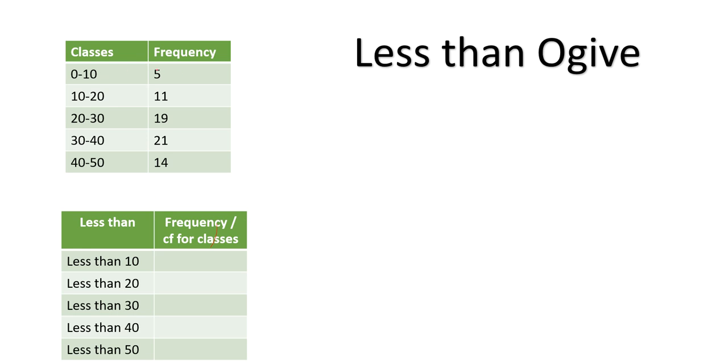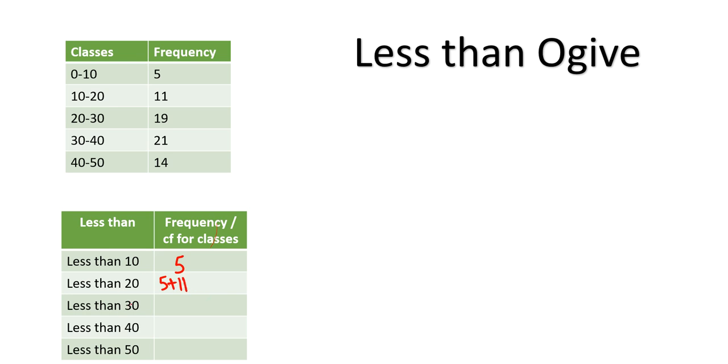So basically, 0 to 10, we are simply saying it's the frequency, or 5 is the frequency of the class interval 0 to 10. When we are saying less than 10, we are saying everything less than 10, that is 5. These are known as cumulative frequency of class 0 to 10. Then we have less than 20. Less than 20 means everything that is below 20. That is from interval 0 to 10 plus interval 10 to 20. So that is 5 plus 11.